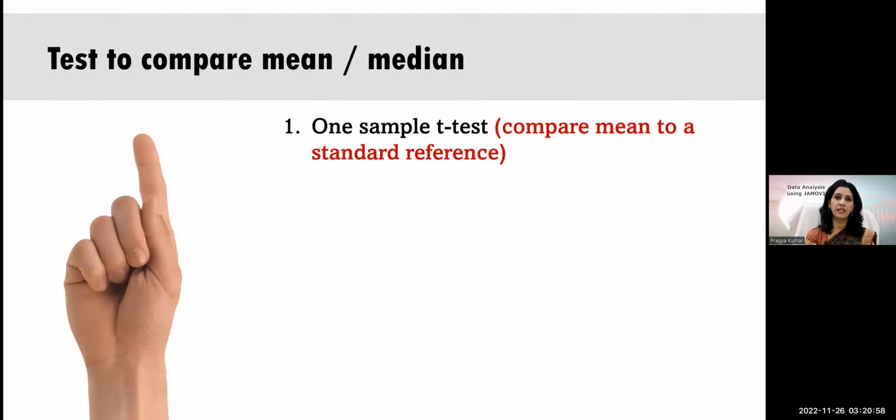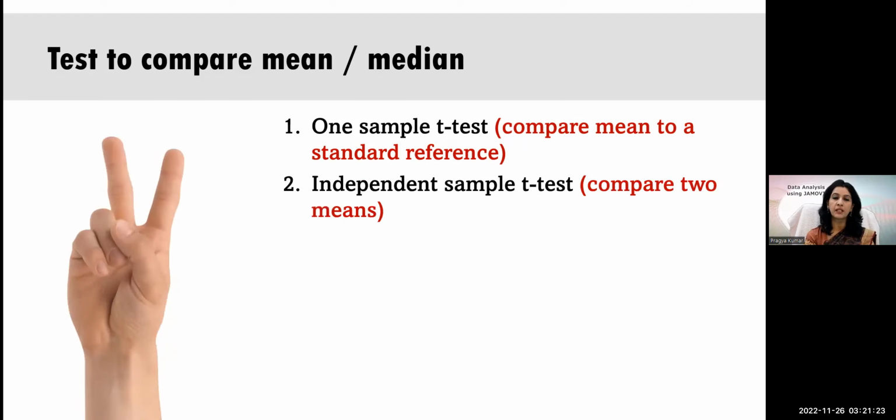So there are various options in these tests. There is one option which is known as the one sample t-test. It compares the mean to a standard reference. That's why it is called a one sample t-test. I'll be telling you the commands and theory of this test, but there is no exercise for you for the one sample t-test. The second is the independent sample t-test, where we compare two means.